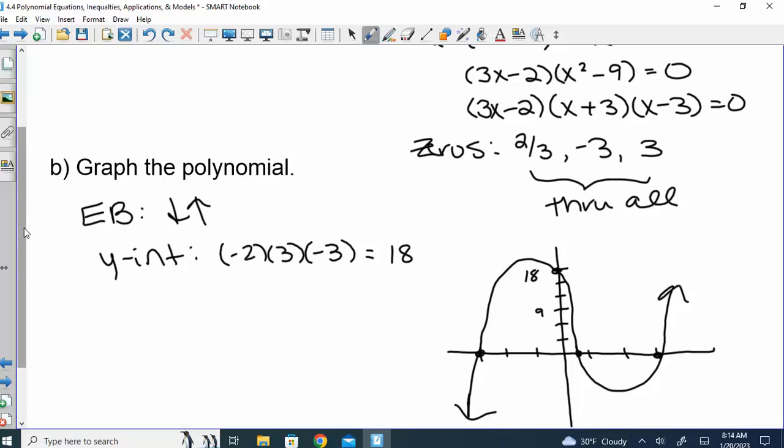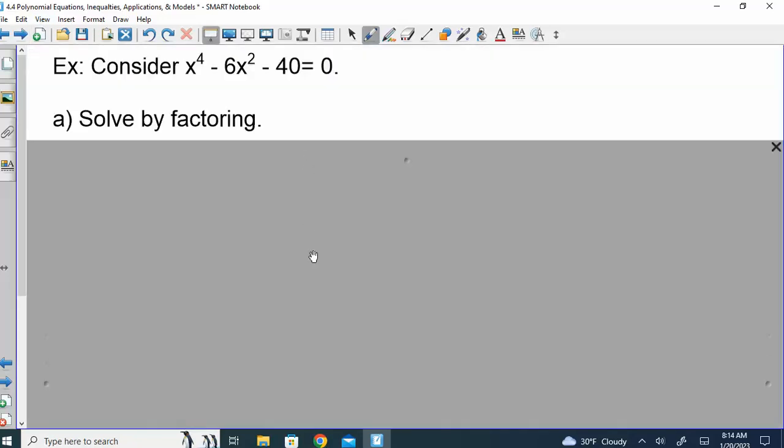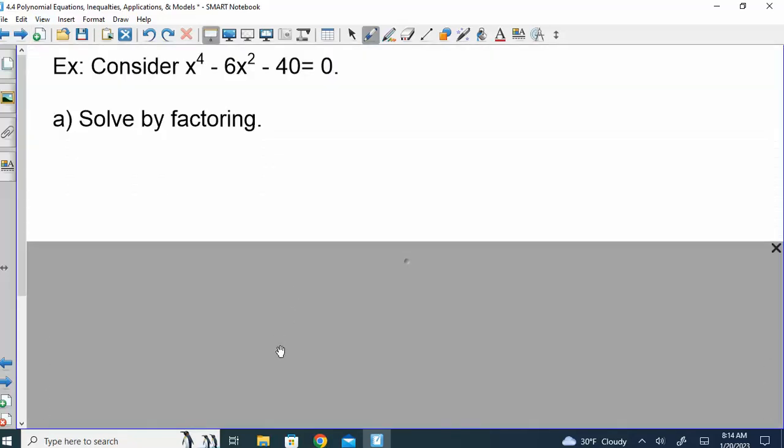Would the y-intercept just be the constant? Yep, if you plug it in the original. Two problems to the whole page. Alright, so far so good? Let's try a slightly different one. Make sure we remember all of our techniques. Easy enough.